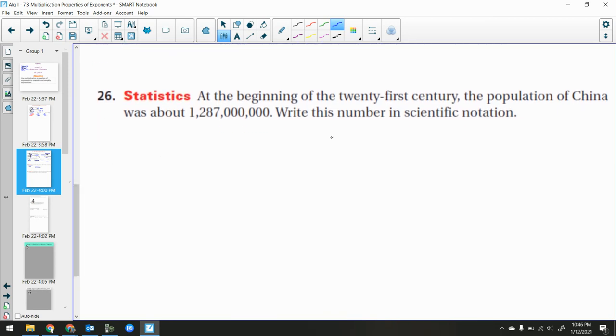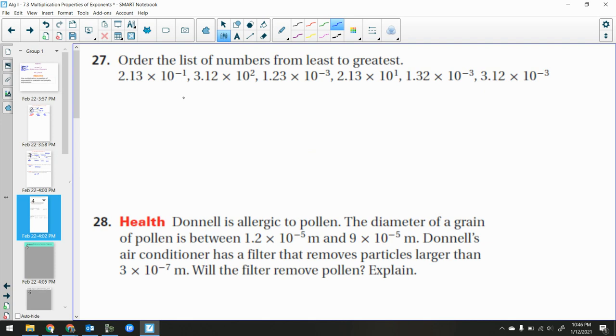Number 26. At the beginning of the 21st century, the population of China was 1.287 times 10 to the, there's 3, 6, 9 places to get it there, times 10 to the 9th power. Number 27. In ordering from least to greatest, smallest is my lowest power. But now look here, I'm going to do this to separate it a little bit better, just so I can see the separation in there.